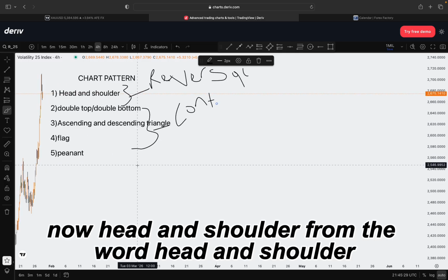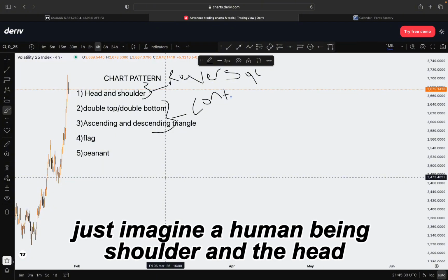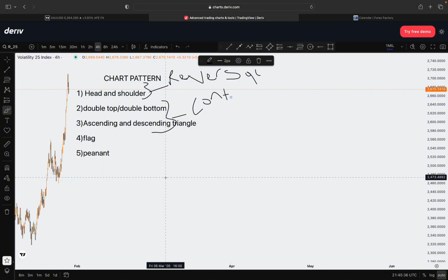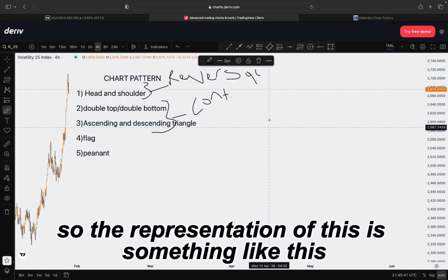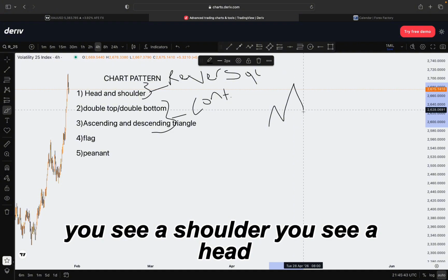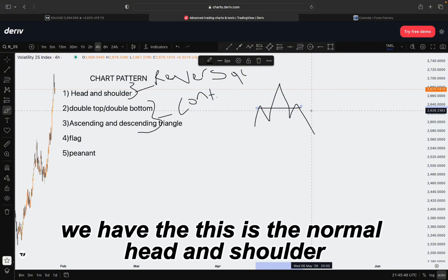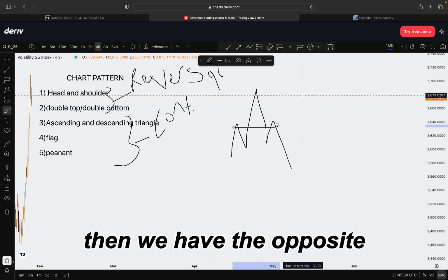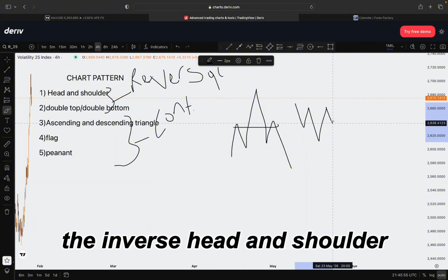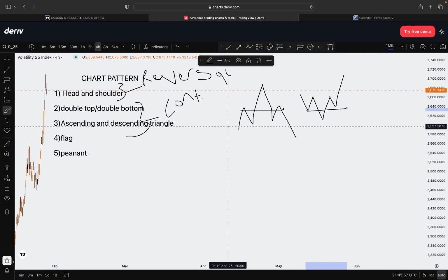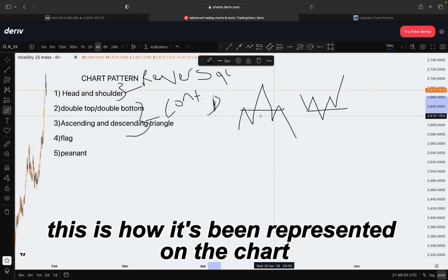Now, head and shoulder, from the words head and shoulder, you can just imagine a human being's shoulder and the head. You notice the head is above the two shoulders. So the representation of this is something like this. You see a shoulder, you see a head, and then this. Now we have two types of this. This is the normal head and shoulder. Then we have the opposite, the inverse head and shoulder, right? This is the opposite of this. So this is how the head and shoulder is represented on the chart.